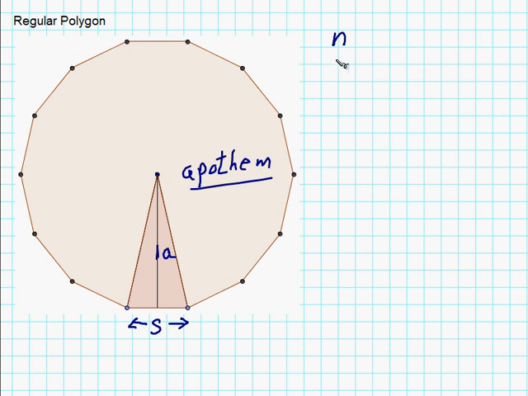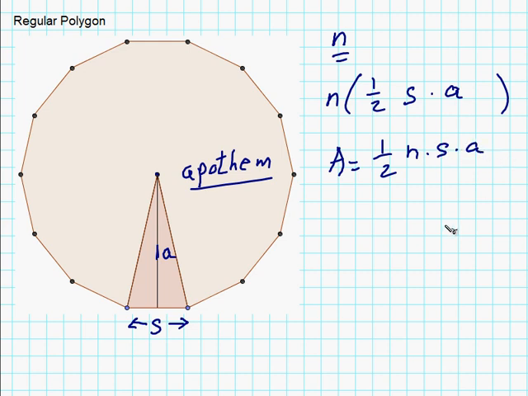Notice that if there's n of these, we have n triangles that look like this one right here. So first of all, it's going to be n times the area of this triangle. What's the area of this triangle? 1/2 base times the height. Okay. I could say we could leave it like that. So the area is 1/2 n times s times a. But we can actually simplify this a little bit.